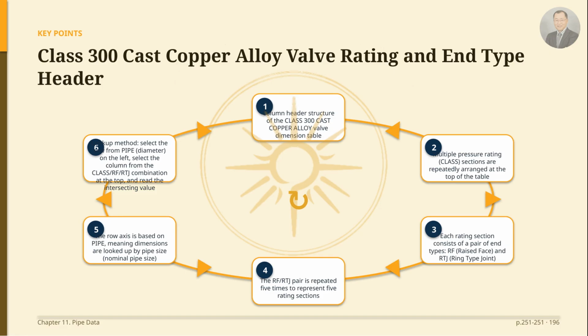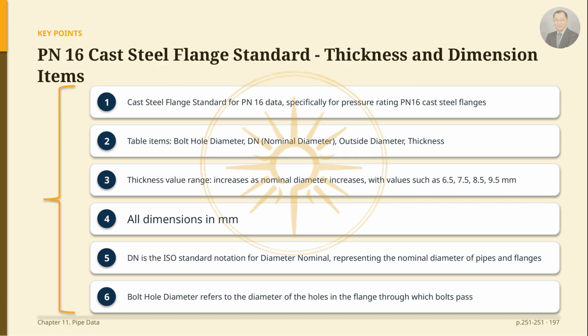two axes. This slide contains the standard data for PN16 cast steel flanges and shows the basic dimensional design principles of flanges according to the nominal diameter. For example, thickness values range from 6.5 to 9.5 millimeters, and as the nominal diameter DN increases, the flange thickness also tends to increase. Since all dimensions are in millimeters, please check the DN value first during design and then sequentially refer to the corresponding outside diameter and bolt hole diameter. I ask that engineers verify the remaining detailed figures directly from the table to suit their actual design conditions.